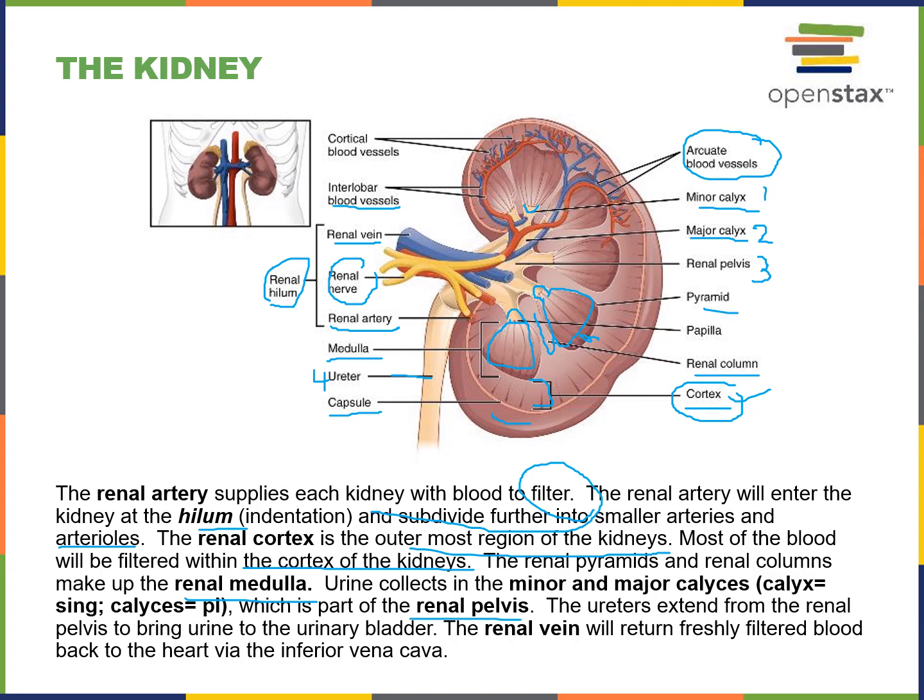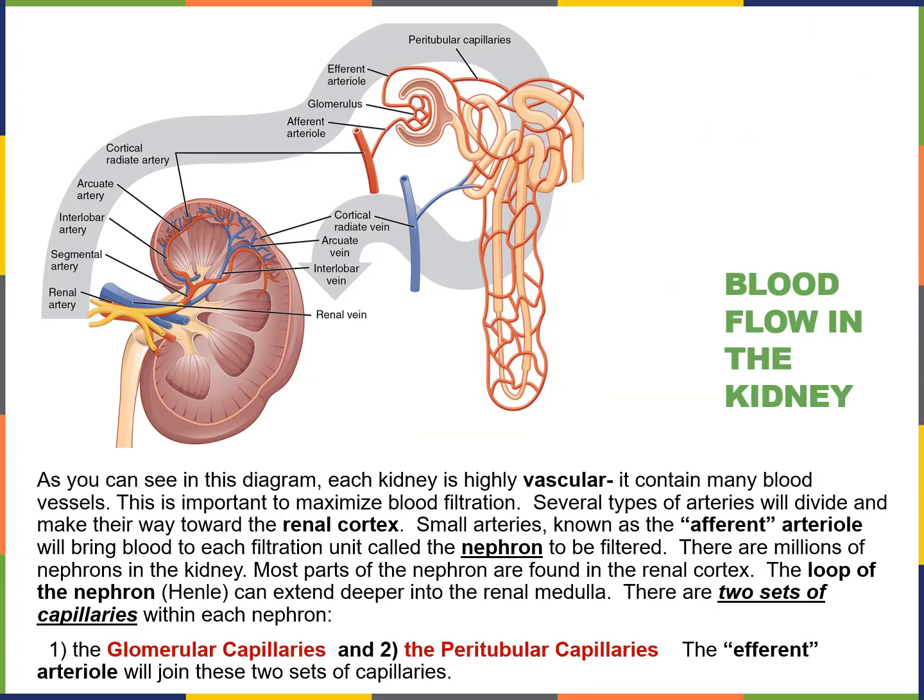The ureters extend from the renal pelvis to bring urine to the urinary bladder, which we learned in a previous slide. And the renal vein, of course, will return freshly filtered blood back to the heart, but it's also deoxygenated blood. So nothing different from what you learned when you did the cardiovascular system. Now we get to sort of the more interesting part of the urinary system.